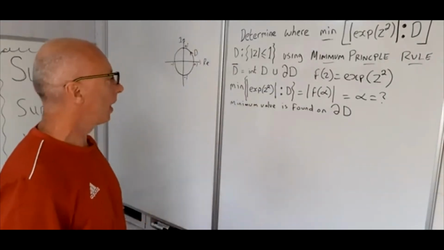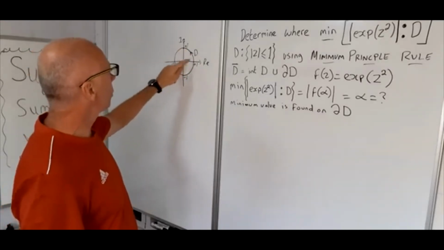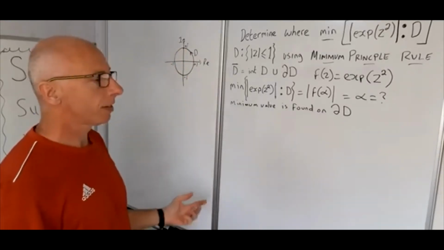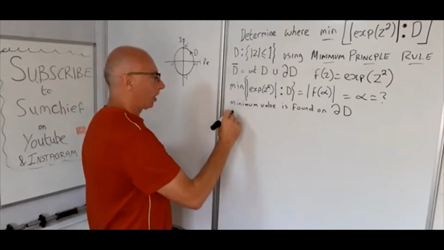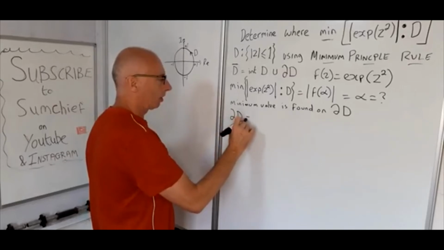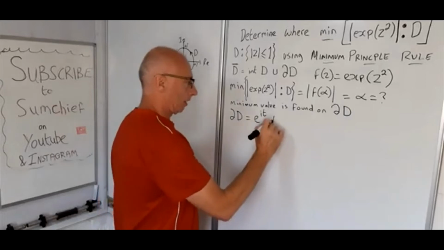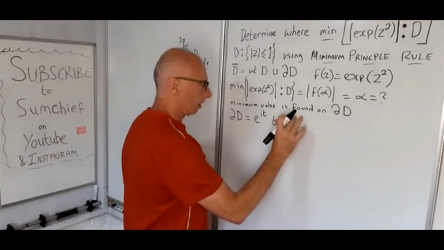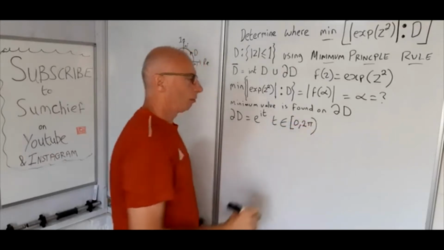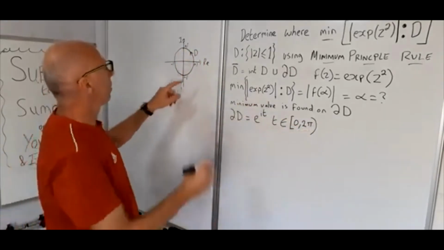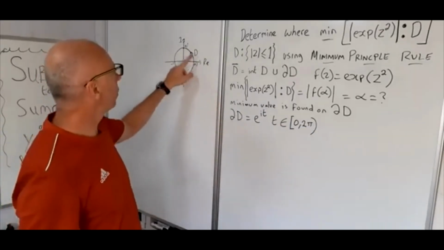So how are we going to find that? What we do know is there is a parametrization for the border of D. So what we can say is the border of D can be written as e to the i t, where t is in the set, let's just go inclusive from 0 to 2 pi, but not including 2 pi. So therefore we can keep going all the way around here, and that will give us our parametrization for the border.